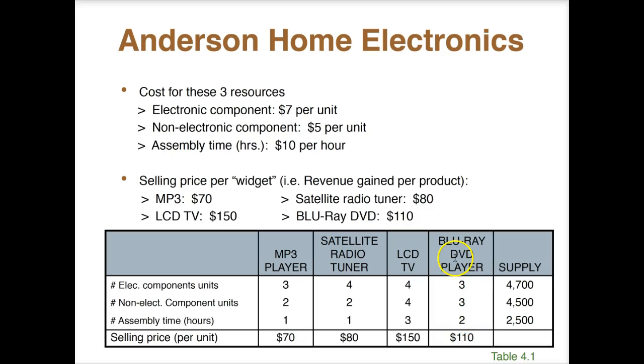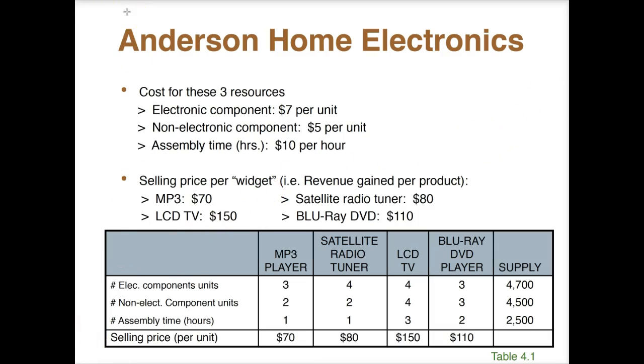We know that for the electronic components, we have a total of 4,700 units, a total of 4,500 non-electronic components, and the company can afford 2,500 assembly time hours to pay the workers. So this is the kind of constraints we have.